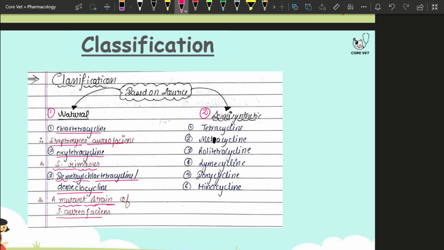If we talk about the semi-synthetic compounds, there are several examples like methacycline, rolitetracycline, lymecycline, doxycycline, and minocycline.